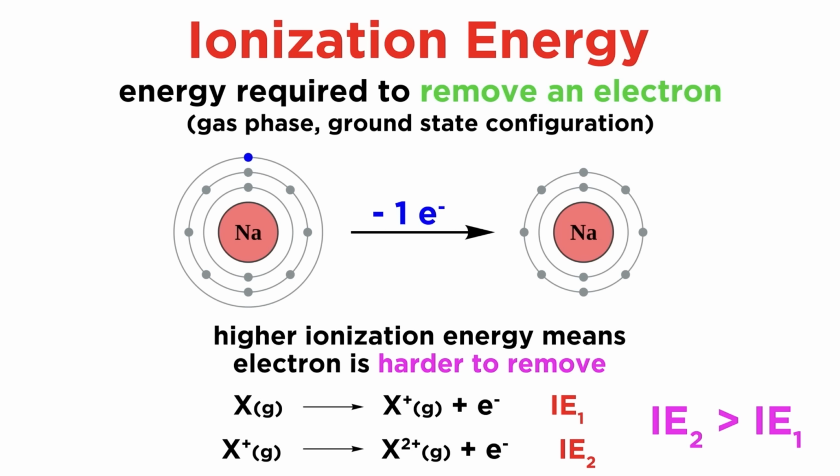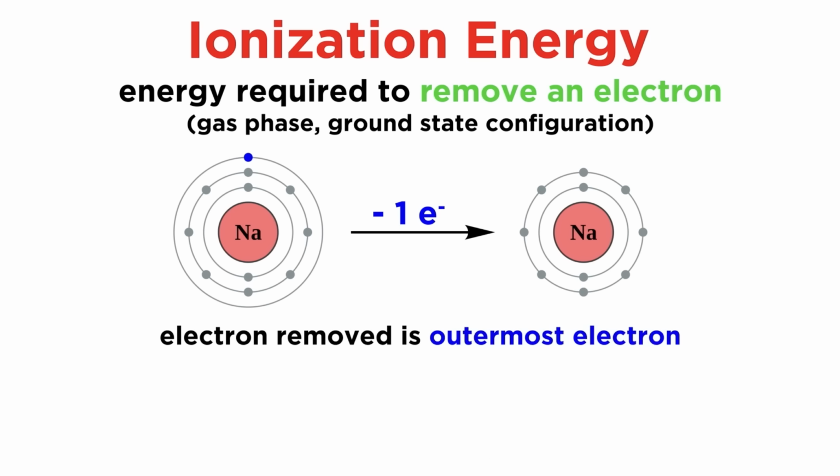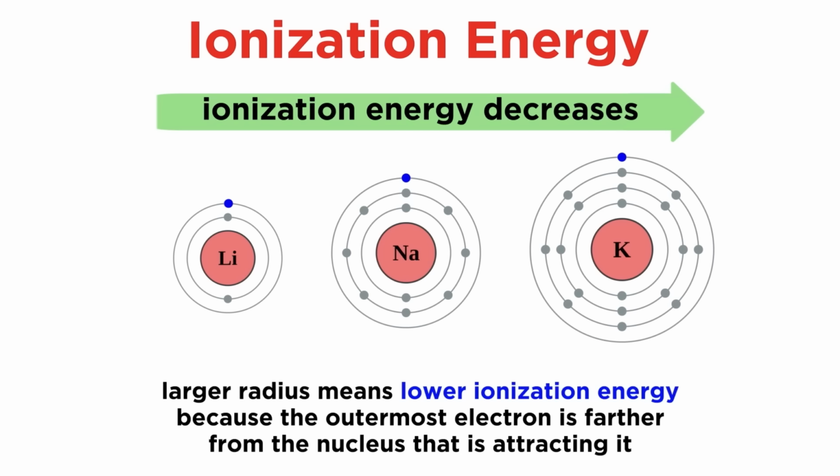Each ionization energy will be larger than the last, because it will get harder and harder to remove electrons the more positive the ion becomes, as each ionization is a further destabilization. The electron that is removed will always be the outermost electron. As the atom gets larger, the outermost electron gets farther away from the nucleus, and therefore becomes easier to remove.